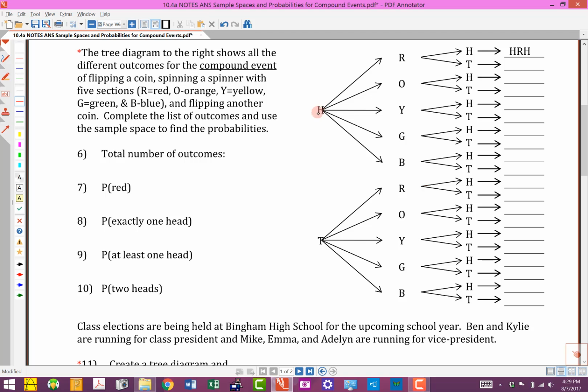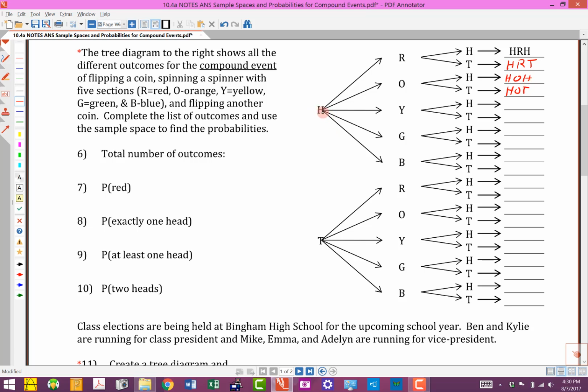So let's say we get a head and a red, and then we flip a coin and we get a head. We're going to mark that down as HRH, and that first one's there for you. The next one would be if we get a head, a red, and then we get a tail. So that's going to be H, R, and T. So let's follow the next one. Okay, this is going to be a head here, and then an orange, and then a head. So that would be, whoops, getting ahead of myself here, H, O, and H. This would be H, O, and T.